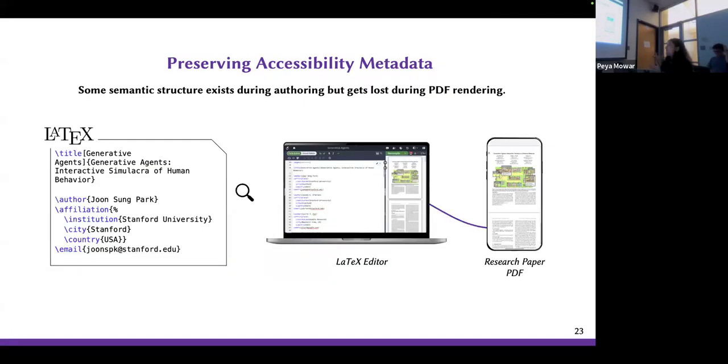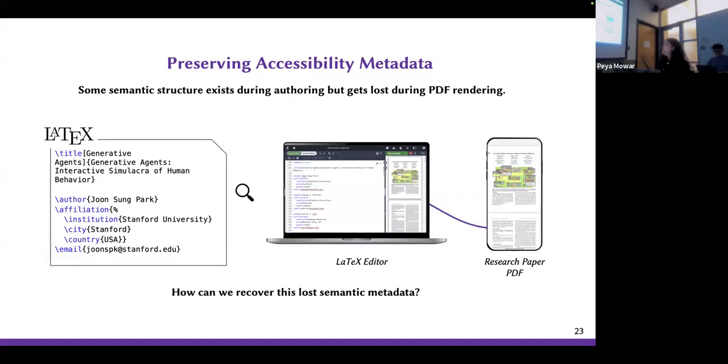And the interesting challenge here is that this semantic structure often exists in the authoring tool that the authors use. So, for example, authors might be using LaTeX to write these research papers, which do contain some form of semantics in the syntax. So, for example, the title there we can see in the code is displayed as a title. There is an author. These are already tagged in the code, but all of this information is lost when the PDF is rendered in a visual format.